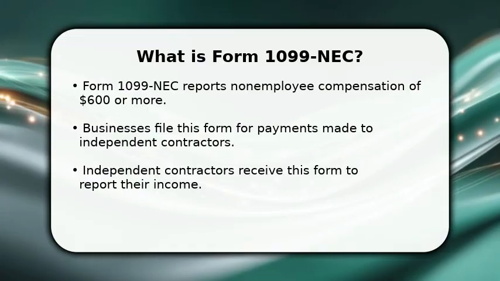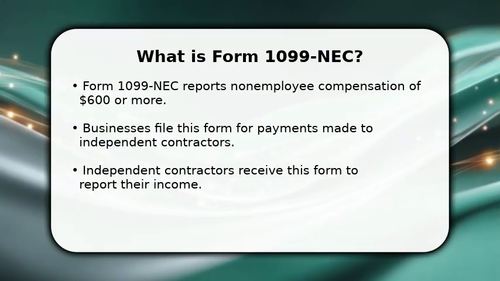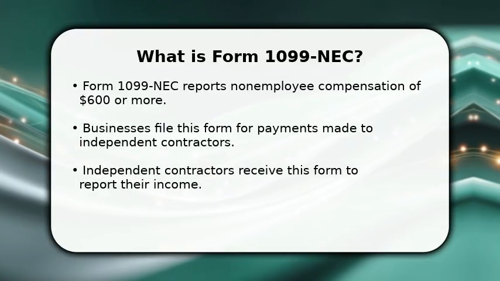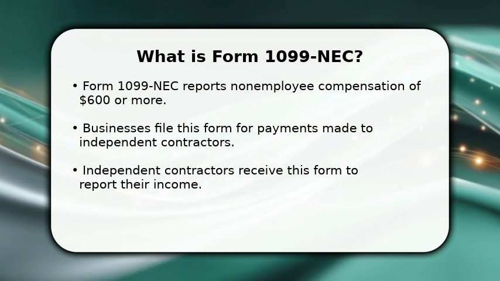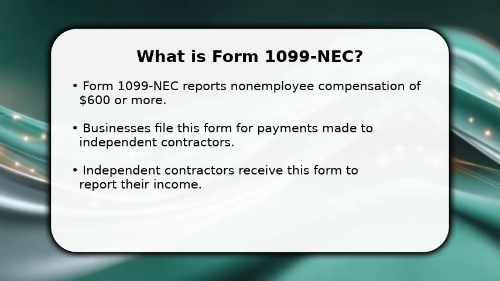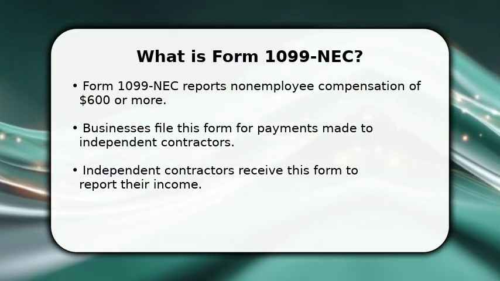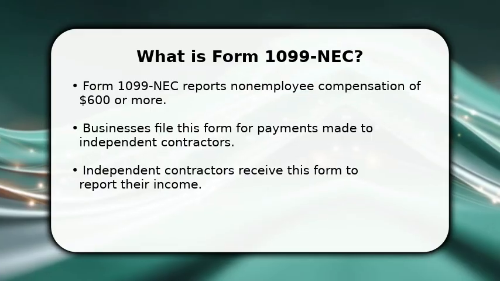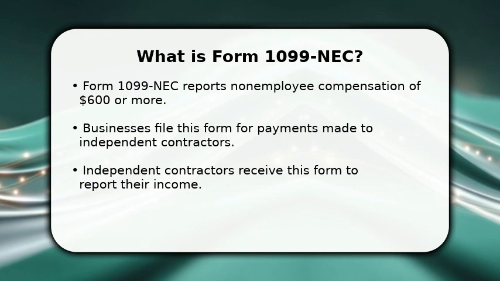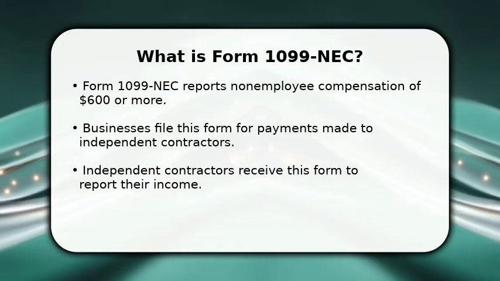Enjoy the video. In this video, I will explain how to file Form 1099 NEC for independent contractors. First, understand that Form 1099 NEC is used by businesses to report payments of $600 or more to non-employees, like freelancers or independent contractors. This form ensures that the IRS is aware of income earned outside of traditional employment. It's crucial for both the payer and the recipient to understand its purpose for accurate tax reporting.